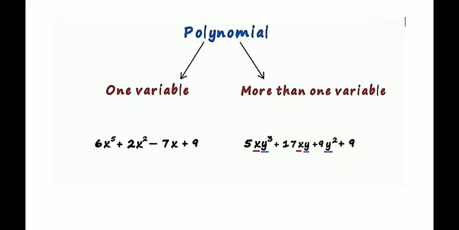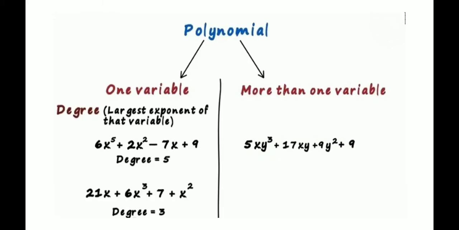Now let us discuss what is the degree of a polynomial. Degree is the largest exponent of the variable. Let us see for one variable first. Here is an example: 6x raised to 5 plus 2x square minus 7x plus 9. Here the highest power of the variable x is 5. So the degree is 5. Similarly, in the next example, we find that the highest degree of the variable is 3.